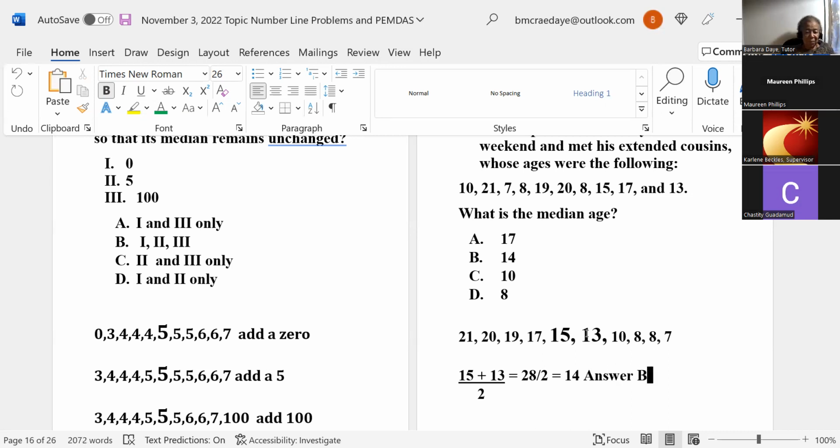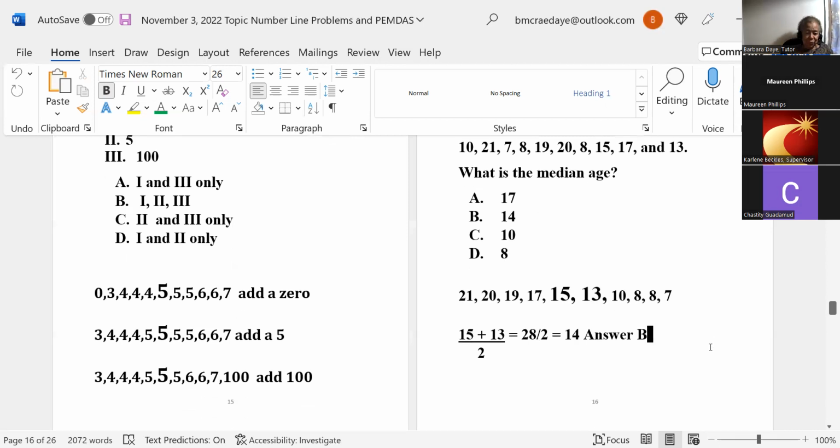So average means adding. Average means to add the items divided by the number of items. In the case of median, it's always two numbers in the middle when it's an even set of items in the data set, and you always divide by 2. So for median, if it's an odd number, there's one number sitting right there in the middle. If it's an even set of items, there are two numbers sitting in the middle. Add those two numbers, divide by 2. Got it?